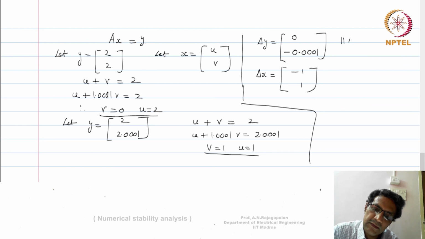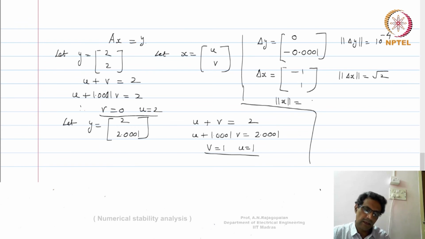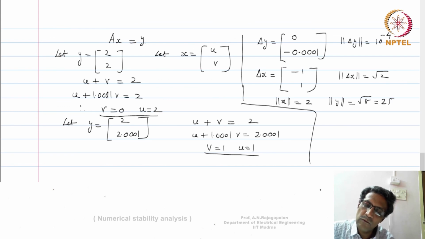Therefore, norm delta y is equal to 10 power minus 4. Norm delta x is equal to root 2. What was norm x? So x was 0, 2, therefore norm x is equal to 2. And what was norm y? Norm y is root of 4 plus 4, 8. That is equal to 2 root 2.